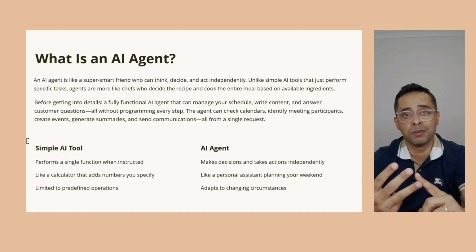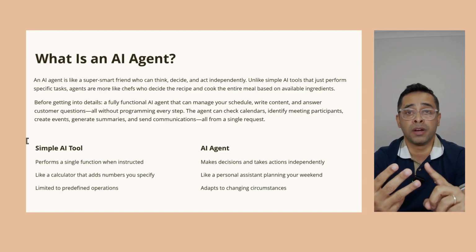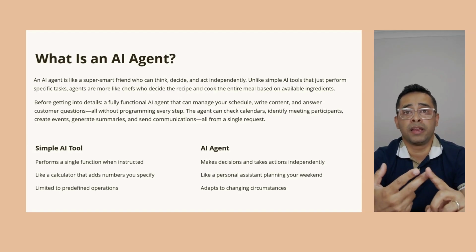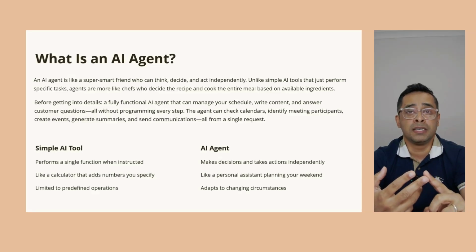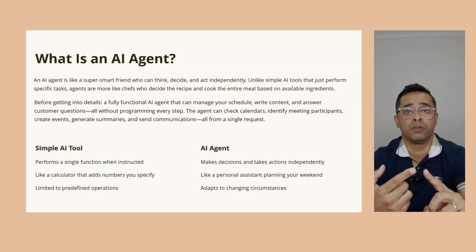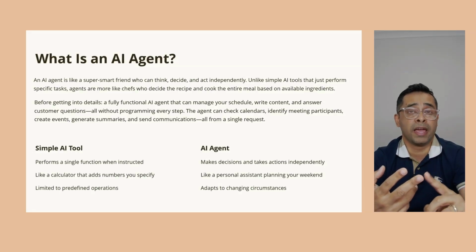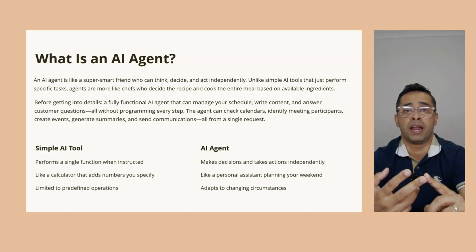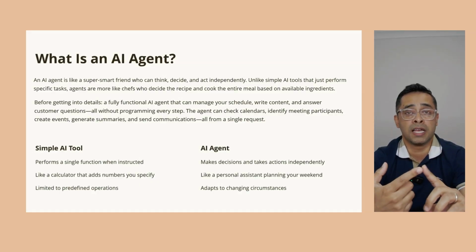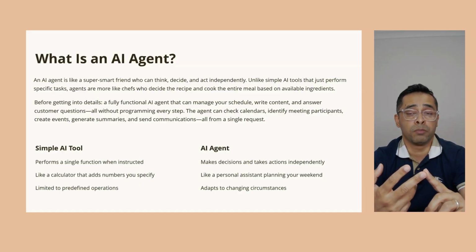Imagine you have a super smart best friend. In my case, my highly organized wife. If I say, honey, let's plan an exciting weekend in Melbourne, she doesn't need step-by-step instruction. She will check the weather, find available flights, research cool events, and book a restaurant all on her own. That's exactly what an AI agent does. It's not just a chatbot that answers a question. It thinks, decides, and acts on its own to accomplish a task.